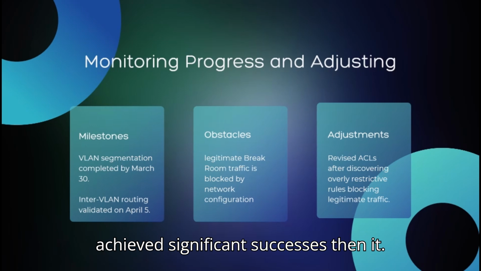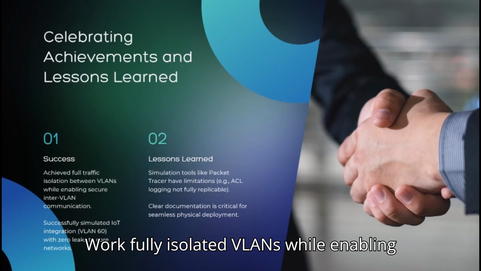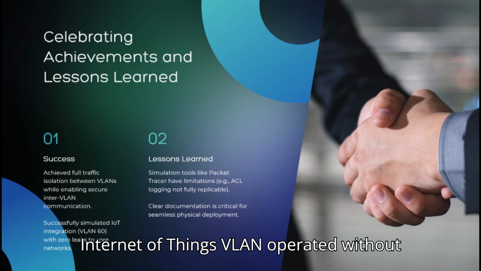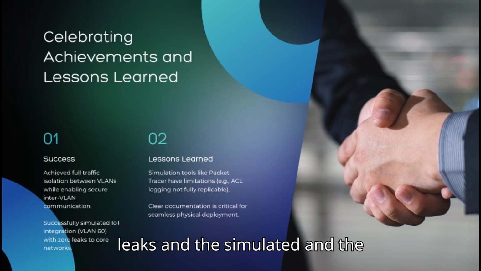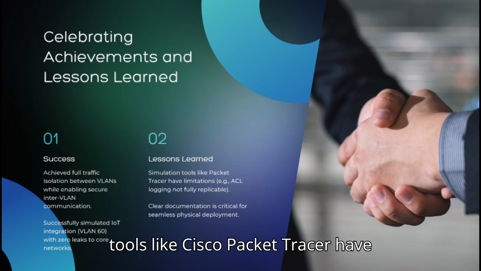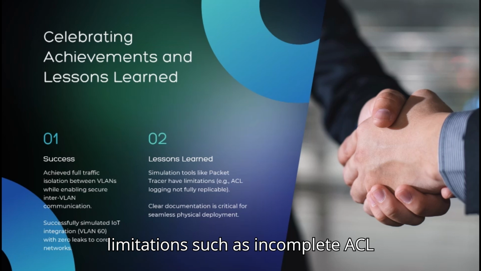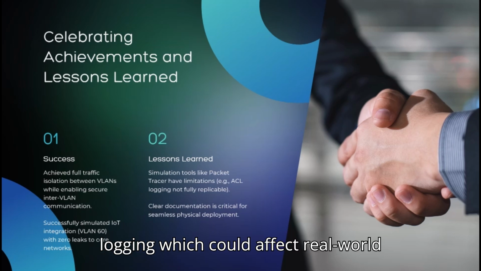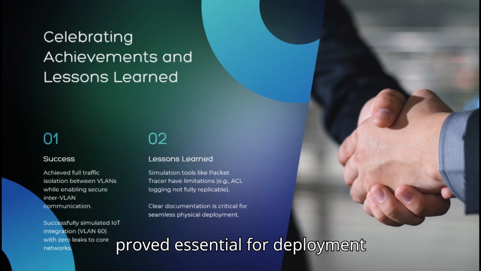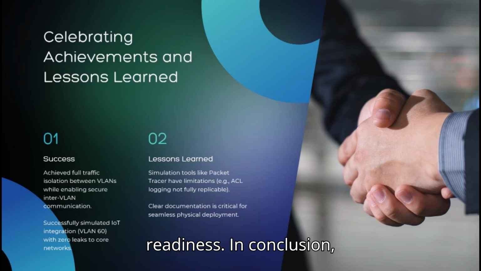We achieved significant successes. The network fully isolated VLANs while enabling secure inter-VLAN communication. The Internet of Things VLAN operated without leaks, and the simulation validated our design scalability. However, I learned that tools like Cisco Packet Tracer have limitations such as incomplete ACL logging, which could affect real-world planning. Clear documentation also proved essential for deployment readiness.